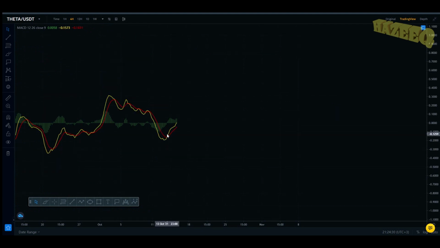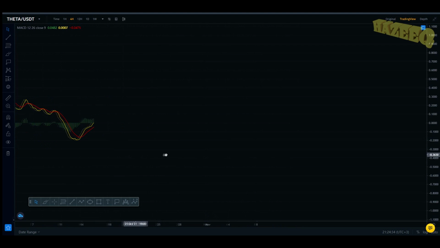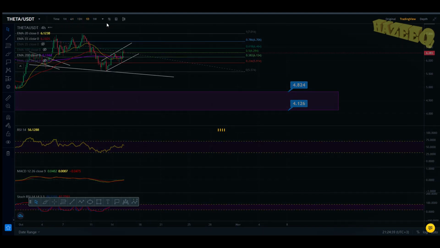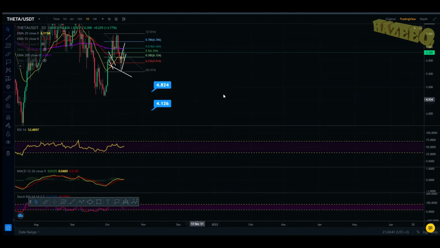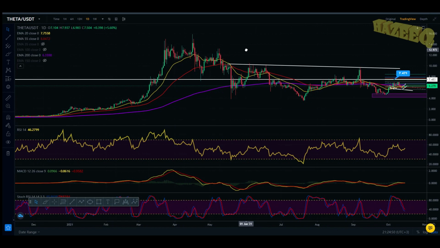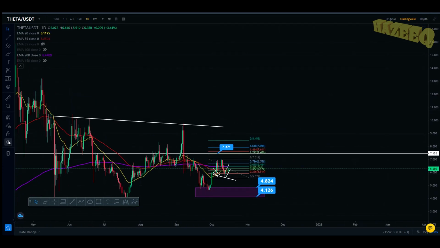We do have a bullish cross on the MACD that confirms the uptrend below the histogram. So this is your confirmation of the uptrend. And now let's get to the daily chart and see what's happening over there. Okay, let's remove the drawings for now.